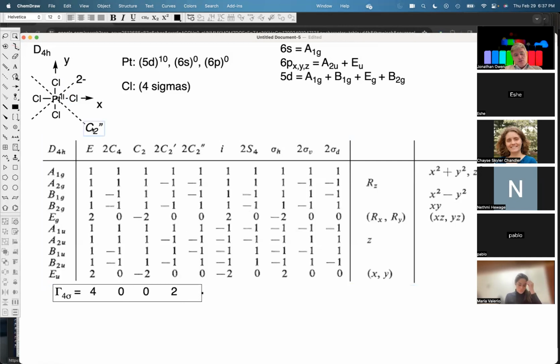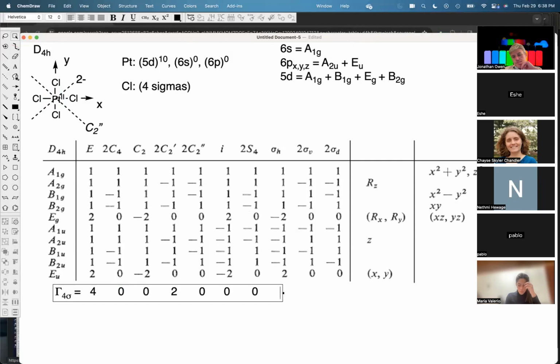And the value of the C2 double prime now, so this is a C2 double prime, it swaps these 2 and it swaps these 2. So when you spin about this axis, all 4 of them move. And so the character is a 0. Inversion, since this chlorine goes to that one, this chlorine to that one, they all invert, so they all move. That's a 0. S4 is easy. It's just a 90-degree rotation. As soon as you've done that, it's over. All 4 have moved.